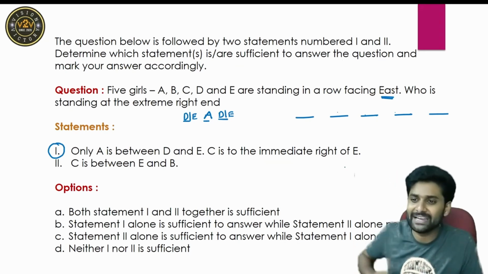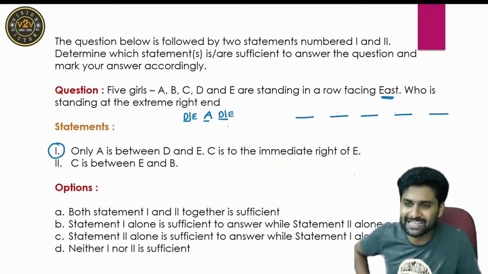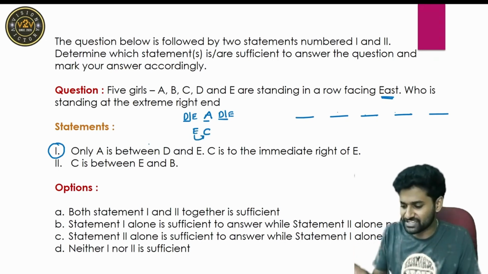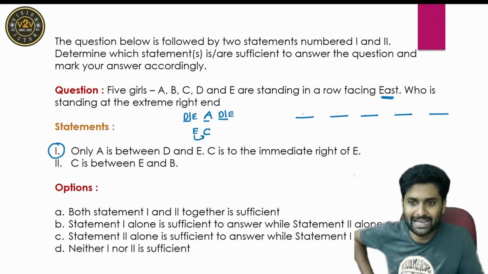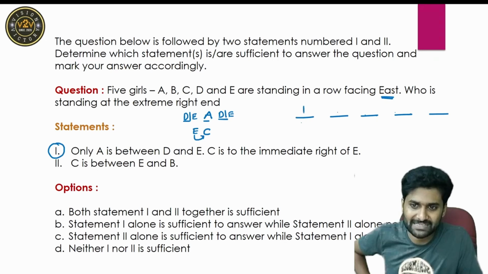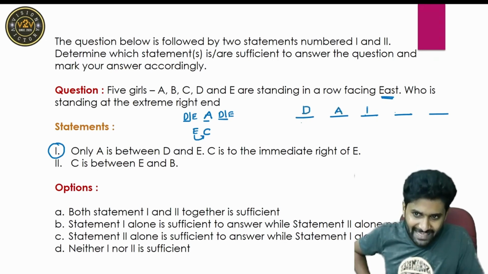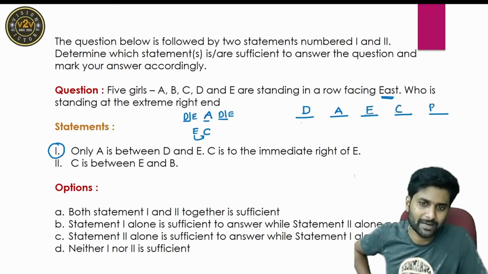C is the immediate right of E. So one more piece of information: C is immediate right of E. Based on this information, whether it is sufficient or not, let me verify. Let us assume this is D, this is A, this is E, and C should be immediate right. Now you can confirm that the extreme end position is B.